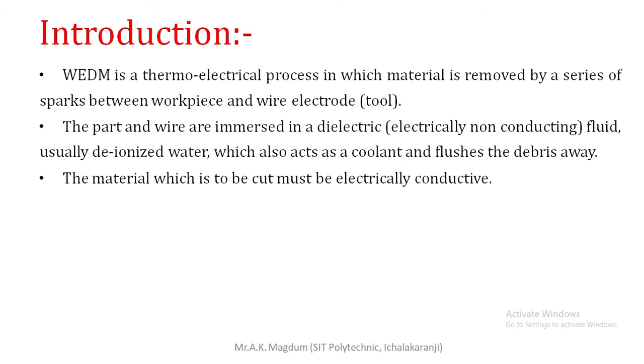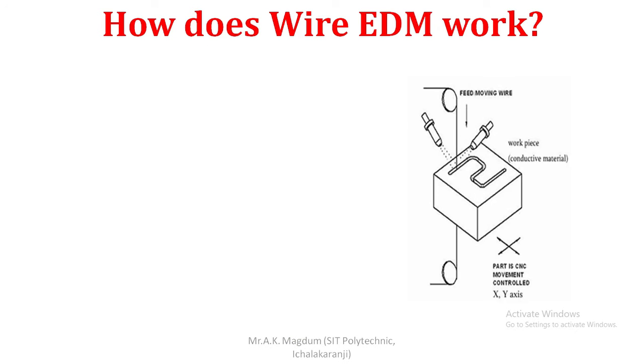Next, the material which is to be cut must be electrically conductive. That is a basic requirement of an EDM process. Already we have discussed which material we want to machine in these EDM processes, either die sink EDM or wire EDM. The basic condition for carrying out the EDM process is that the workpiece must be electrically conductive. Then only can we carry out the EDM process over that workpiece material. So this much about the introduction.